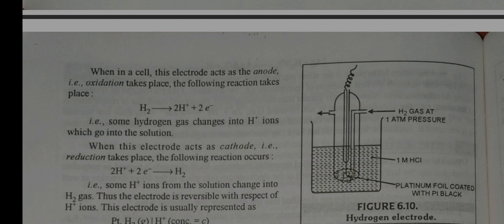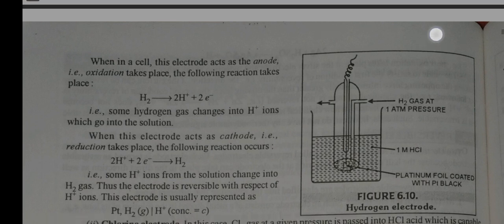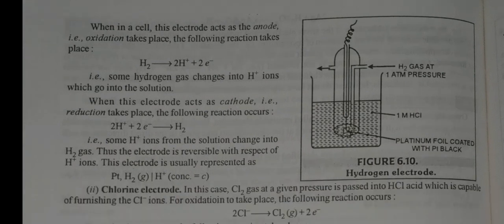When this electrode acts as cathode, that is, reduction takes place, the following reaction occurs: 2 moles of hydrogen ions plus 2 moles of electrons gives hydrogen gas. But some hydrogen ions from the solution change into hydrogen gas. Thus, the electrode is reversible with respect to hydrogen ions. This electrode is usually represented as Pt, H2 (g) | H+.